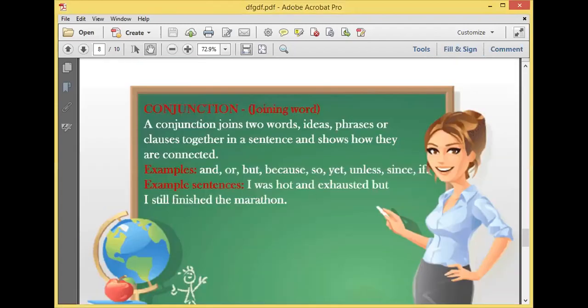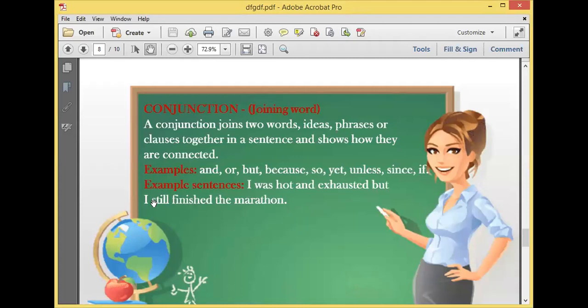conjunction. And you know what is meant by conjunction. Conjunction joins words, phrases, or sentences and indicates the relationship between the elements joined, right? You have these examples of conjunction: and, or, but, because, so, yet, and so on. Where can we find them in these two sentences? I was hot and exhausted. And is the conjunction, right?